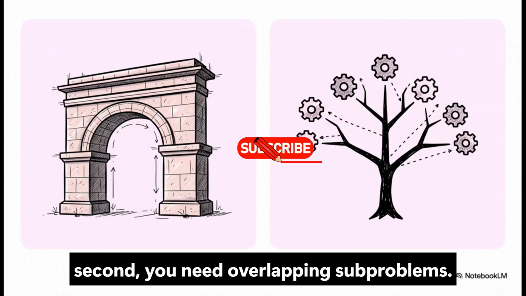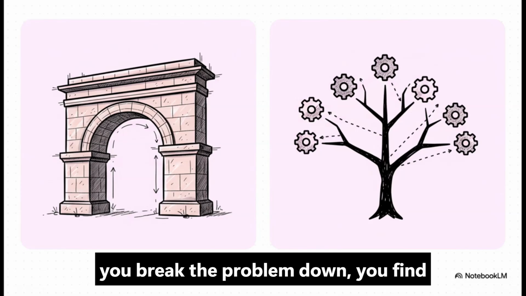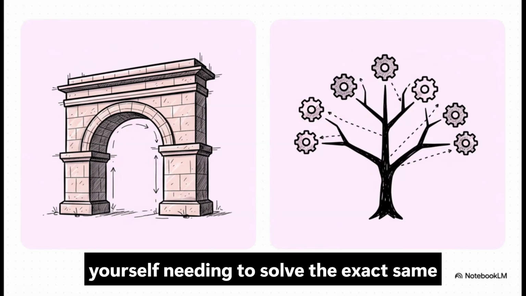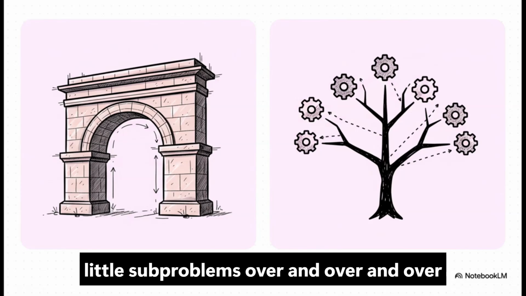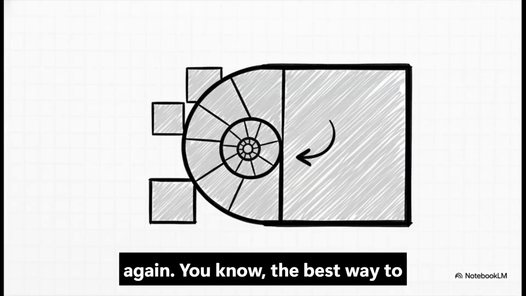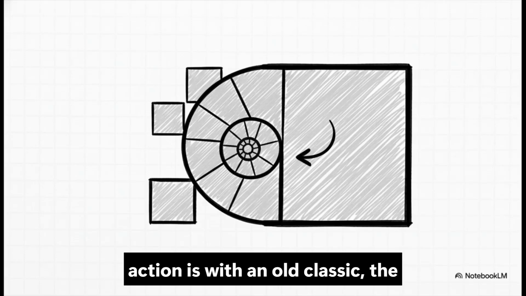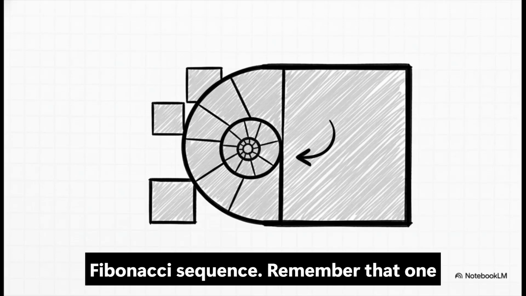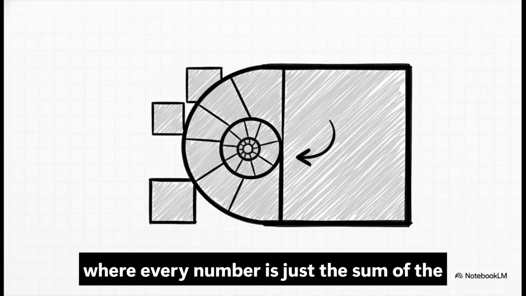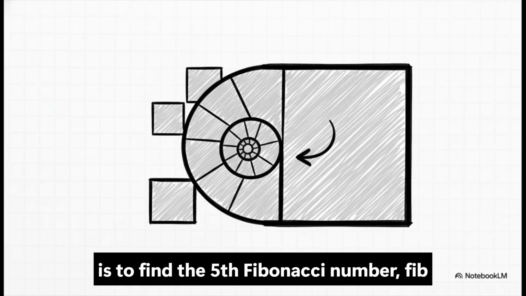And second, you need overlapping subproblems. This one's easier. It just means that as you break the problem down, you find yourself needing to solve the exact same little subproblems over and over and over again. You know, the best way to actually see this overlapping idea in action is with an old classic, the Fibonacci sequence. Remember that one? Where every number is just the sum of the 2 before it.